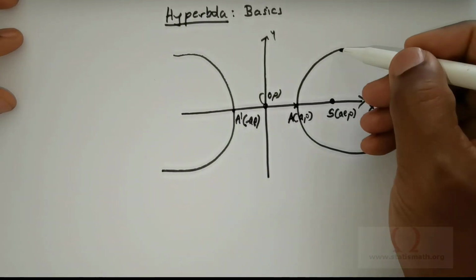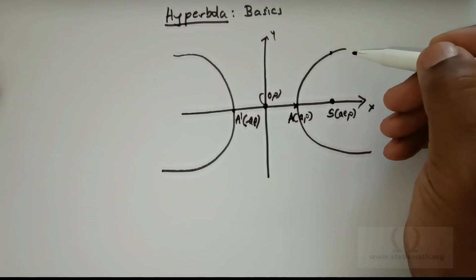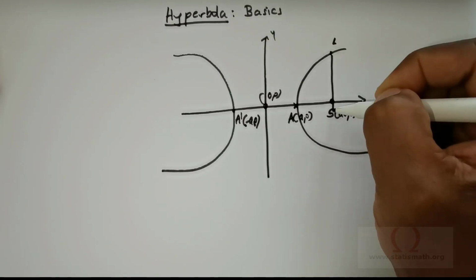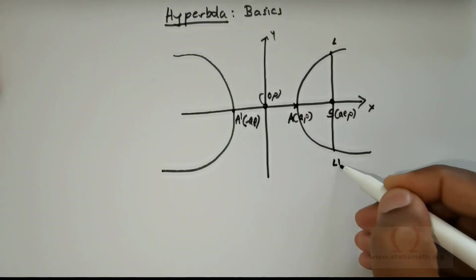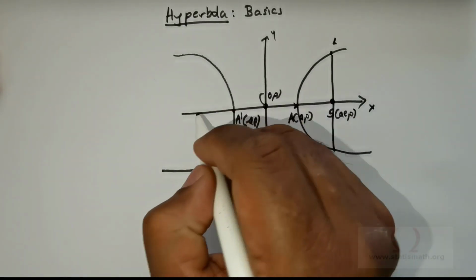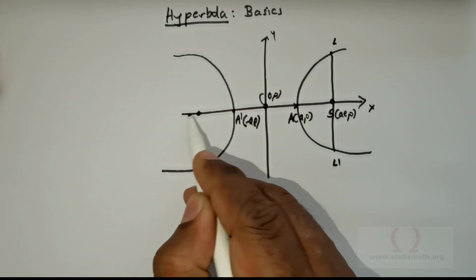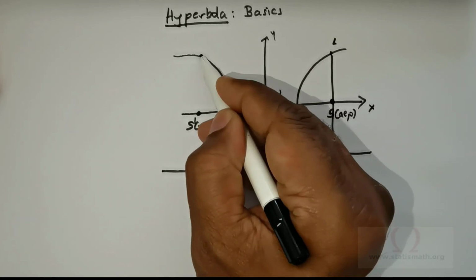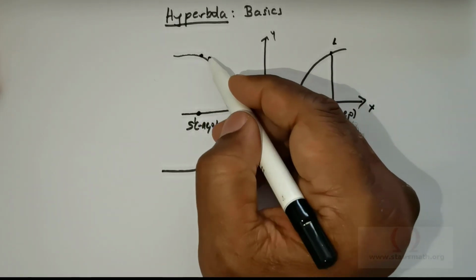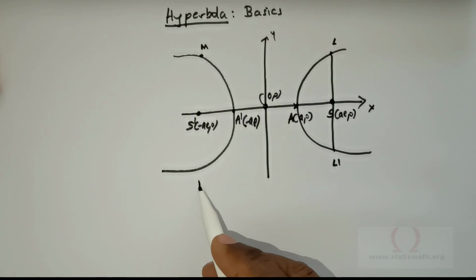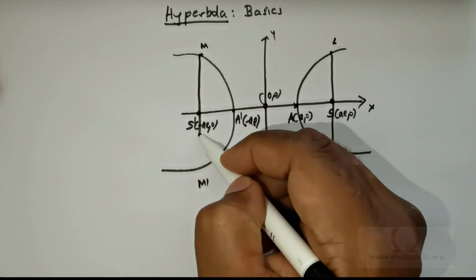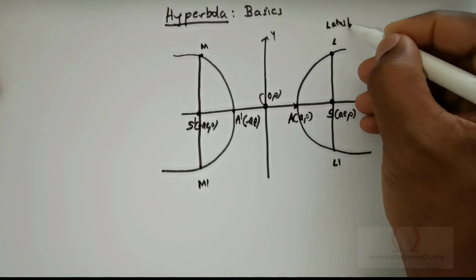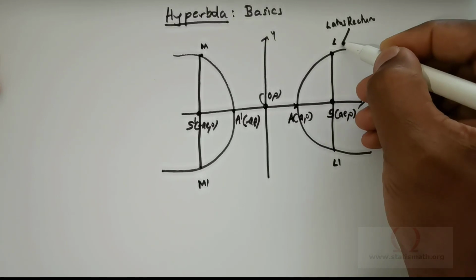Now, as in the case of the parabola, we will have a latus rectum and that will be passing through the foci, okay, L dash. Now, similarly, let us have the focus on the left side. It's going to be S dash, negative a, 0, and let this also be drawn, say M and M dash. So this is the latus rectum. Okay, maybe I can write it down here, latus rectum.